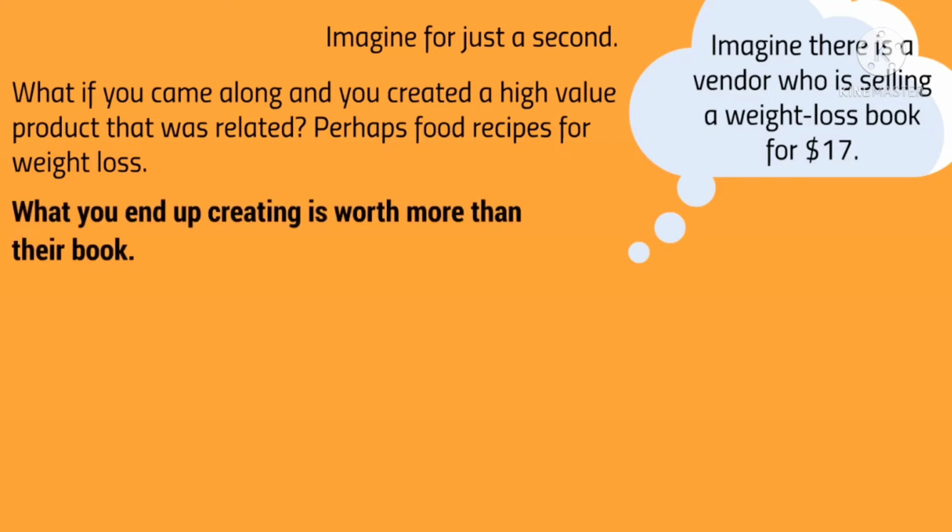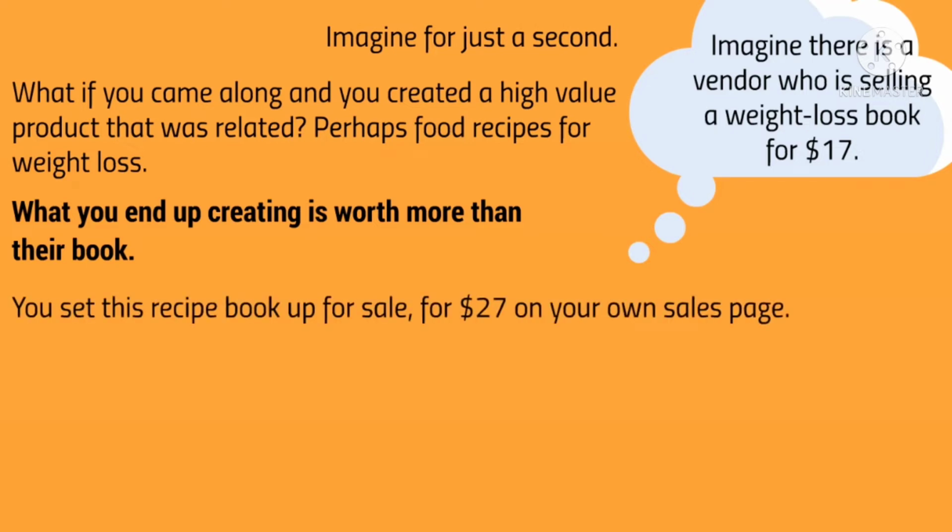What you end up with is a book or a video that is worth more than their book. So you can set the recipe book up for sale on an actual sales page for $27, when somebody is selling a $17 book or something lower. Basically, you want to make sure that your high value product is either double or a little bit more money than what they are selling, because it's going to make the vendor more likely to say yes. Now, it's got to be realistic. If you're offering something of low value and just bumping up the price, that's not going to work anyway.